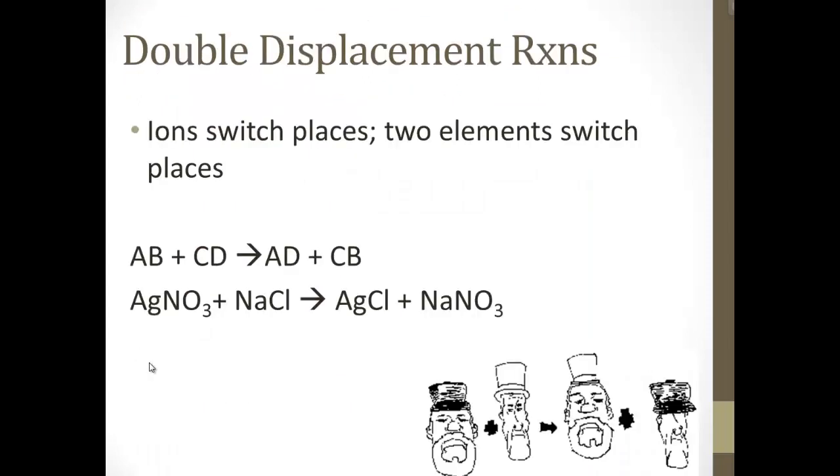Next type of reaction is a double displacement reaction. This one also has a separate name. It can also be known as double replacement.